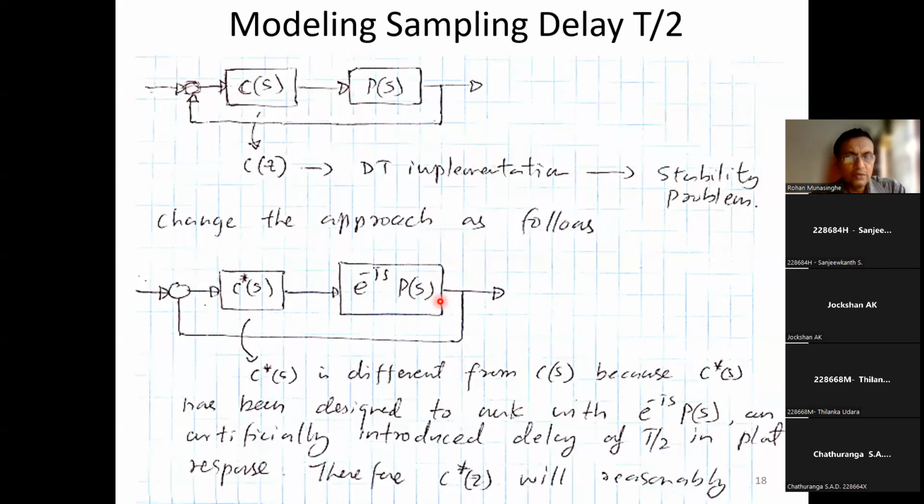So that controller will be different from this controller, because this one doesn't know anything about the delay the plant is undergoing, but this controller knows that the response is delayed by a certain time, so that I need to take proper action.